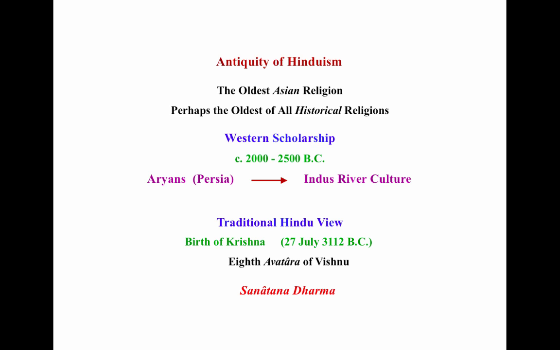Parenthesis, we'll say a lot more about that later on, don't worry. It's believed, it's said, that Krishna, this particular god incarnate, was born, very specifically, on the 27th of July, 3112 years before Christ. And notice, Krishna was the 8th of these avatars or incarnations of Vishnu. There were 7 before him.